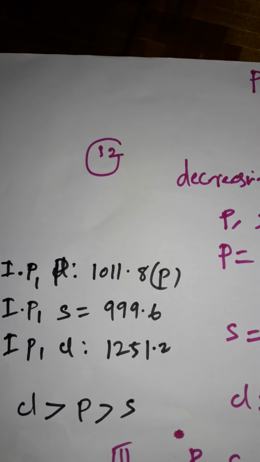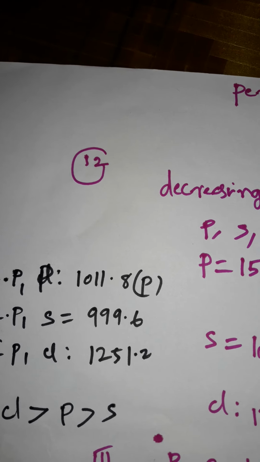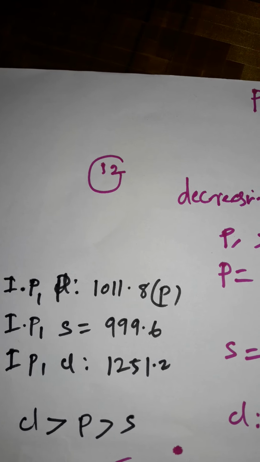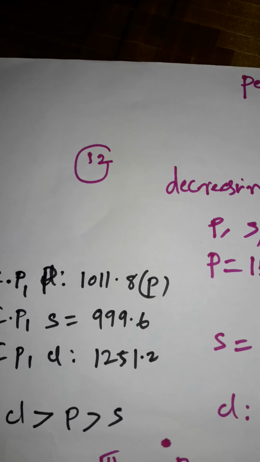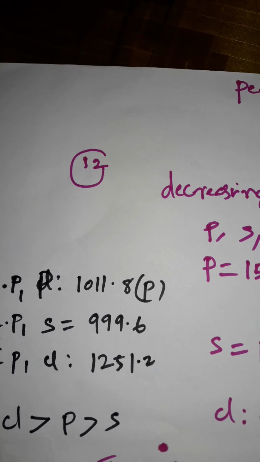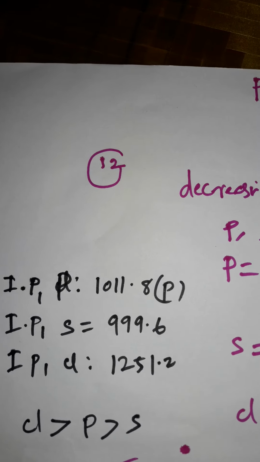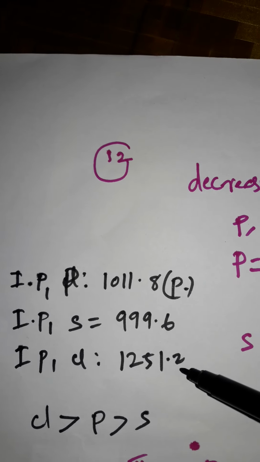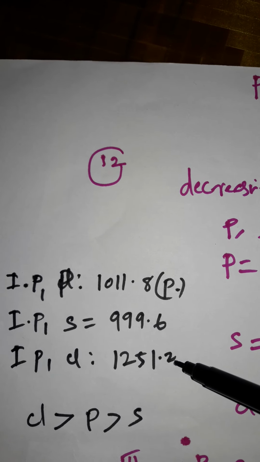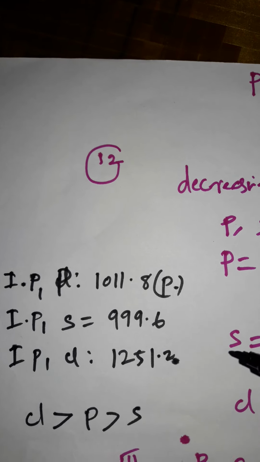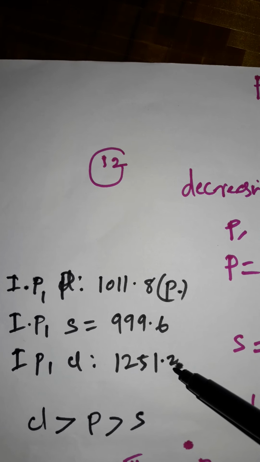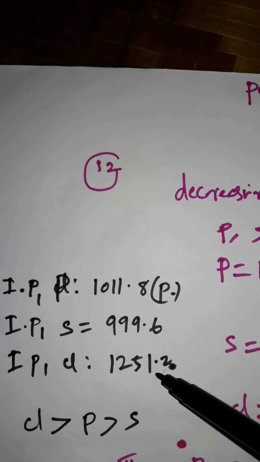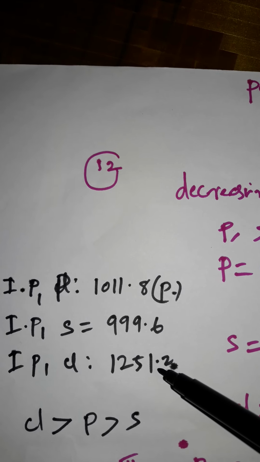You will know the values. The IP of phosphorus is 1011.8 kilojoules per mole, sulfur is 999.6, and chlorine is 1251.2. So chlorine has the highest ionization energy, and the next is phosphorus. Chlorine has the highest IP because from left to right size decreases and IP increases. Chlorine is in the third period, so its size decreases, for which it has more IP. That is the first point.